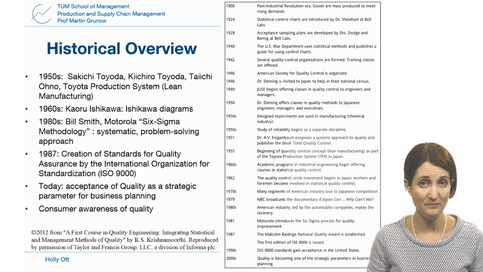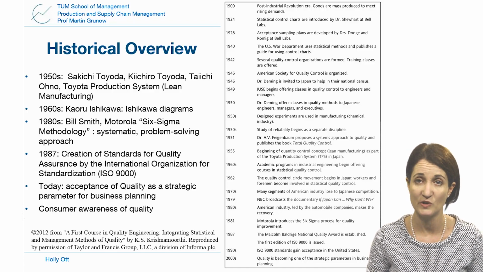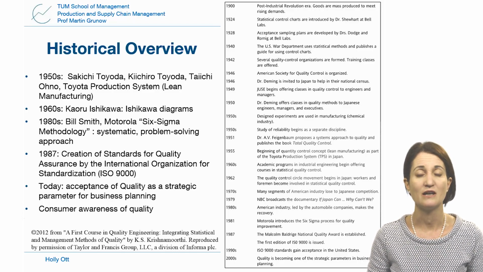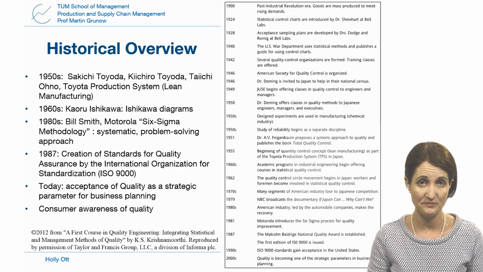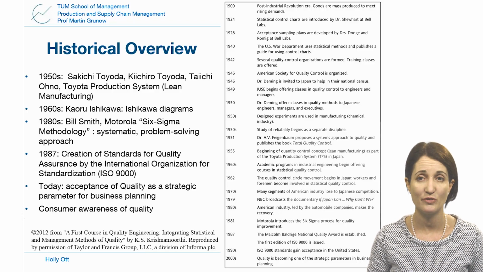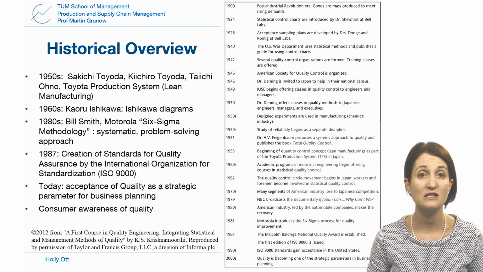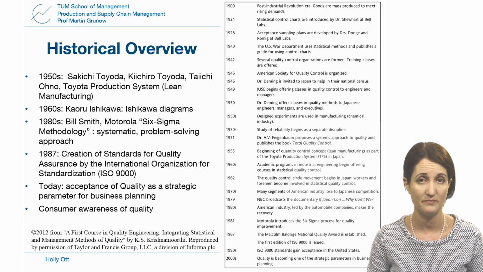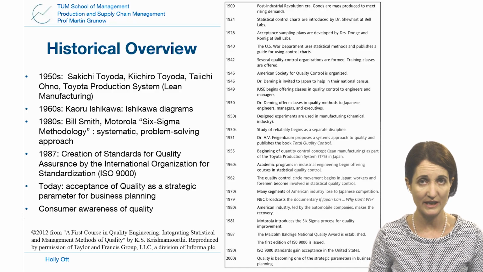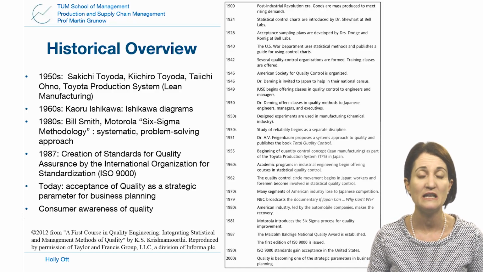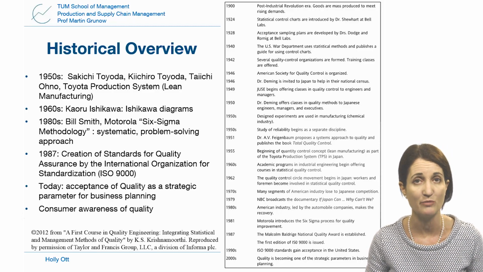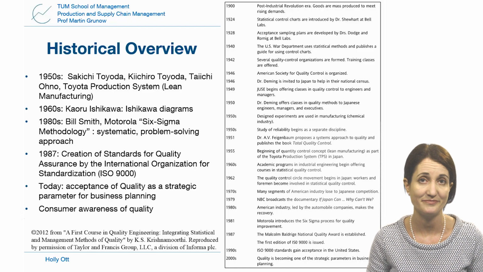And in 1987, there was the creation of standards for quality assurance by the International Organization for Standardization, so ISO. That was then at the time called ISO 9000. And today we see the acceptance of quality as a critical strategic parameter in business planning. And we as consumers, we have a huge awareness of quality. We're interested in, as we said, different aspects of quality. We're interested in the reliability. We're interested in the performance. And today, more and more, we're also interested in how our products affect the environment. We're interested in sustainability.